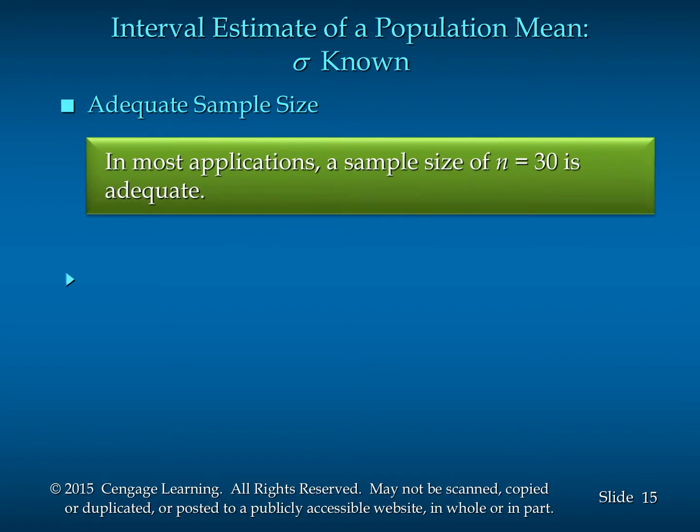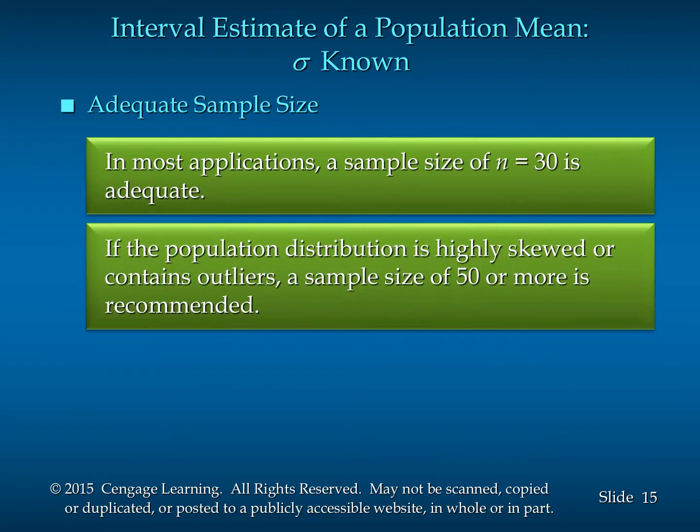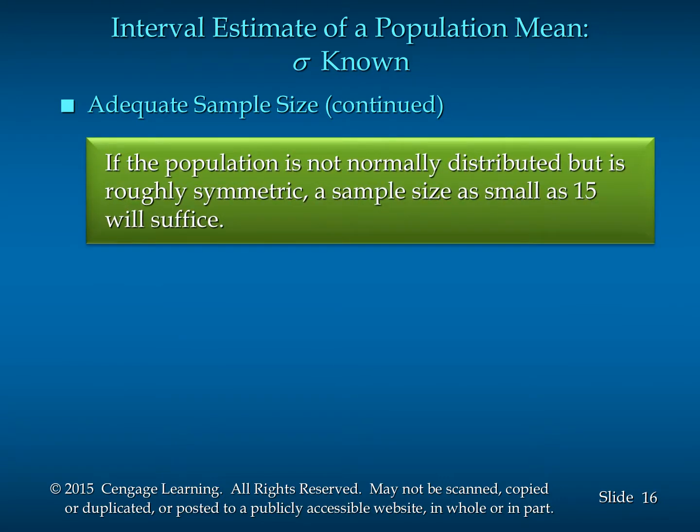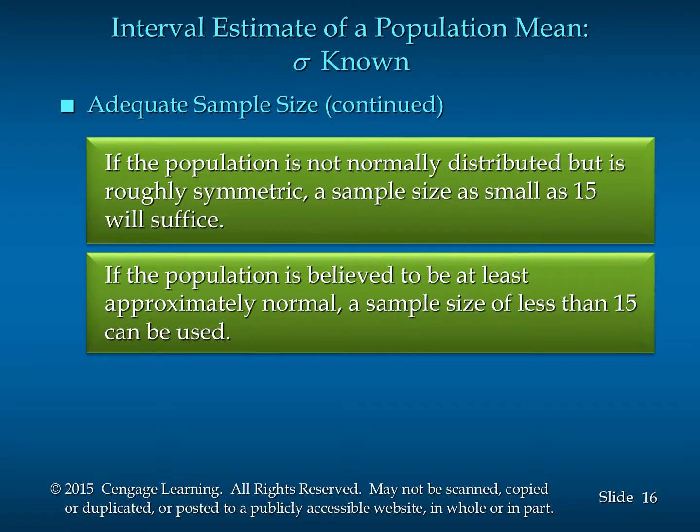For most cases where the original population is known to not be highly skewed, a sample of 30 is sufficient. The more normal the population is known to be, the smaller the sample size we can get away with.